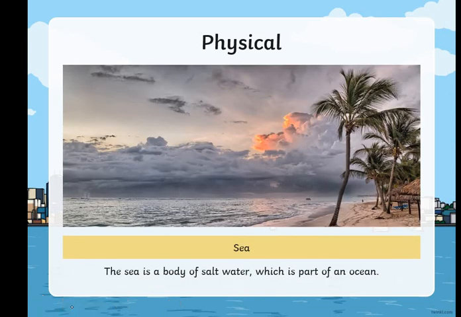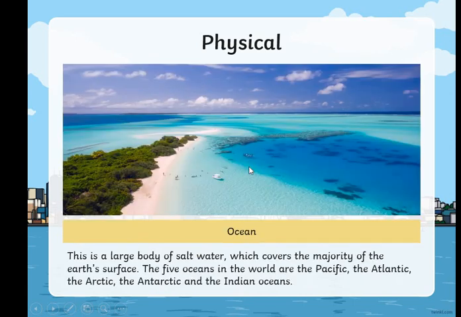A sea. A sea is a body of salt water, which is a part of an ocean. You see this line? That's the horizon, where the sea meets the sky. An ocean. Remember the horizon, where the sea meets the sky? This is a large body of salt water, which covers the majority of the Earth's surface. The five oceans in the world are the Pacific, Atlantic, Arctic, Antarctic, and Indian Oceans.